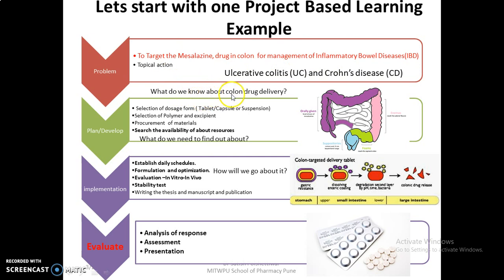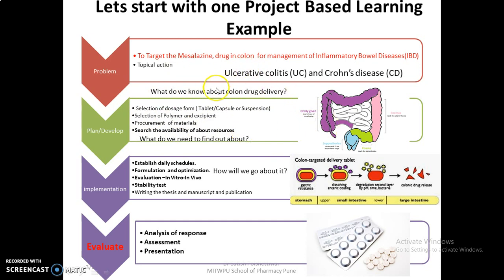So what do we know about colon drug delivery? First you have to apply your knowledge. You have got some knowledge during your theory, so you have to apply it. Then you have to think about selection of dosage form. Which dosage form should I select: tablet, capsule or suspension? Then selection of polymer and excipients. Which excipient and which polymer should I use for making a tablet for a colon drug delivery system?